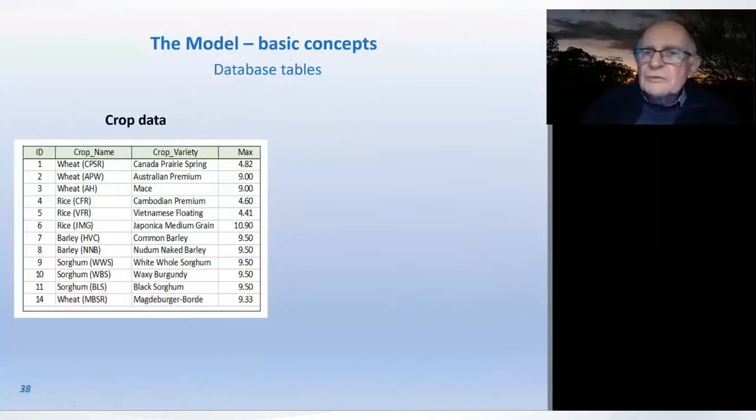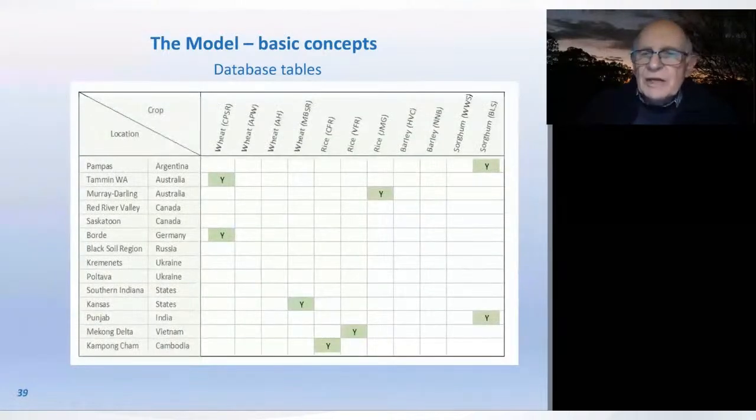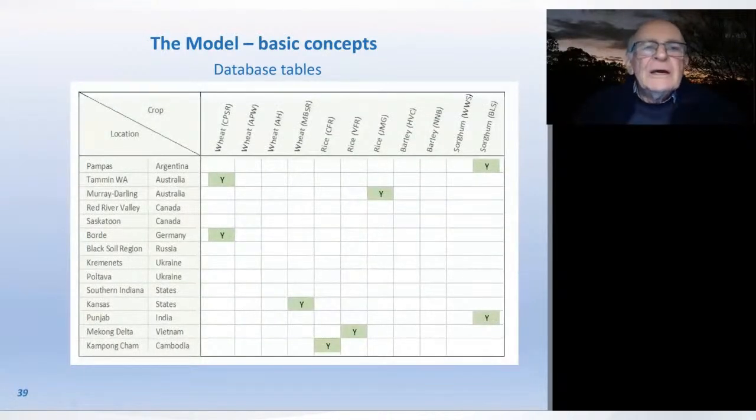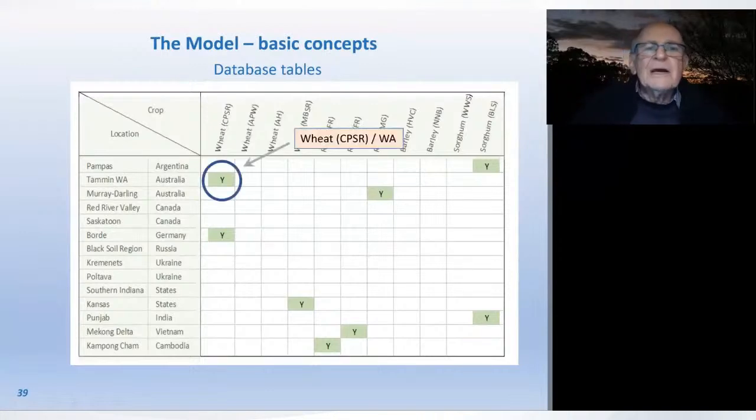The first thing that we do is we collect data for the crops that we're interested in. Then we have data for the locations, and then we match them. So here we're looking at, and we don't need to match every crop with every location. We'll only take the combinations that we think are of interest. So here we have one combination, which is a strain of wheat. In this case, it's Canadian Prairie Spring Red.